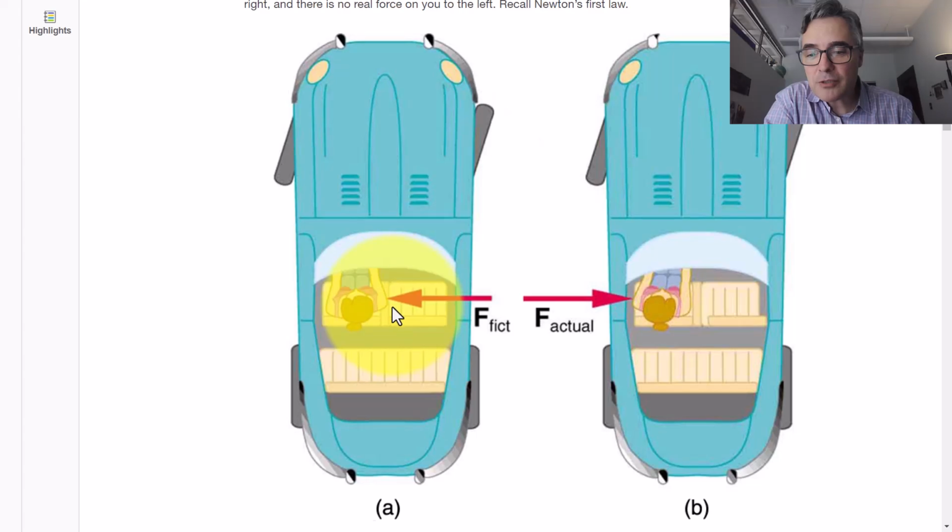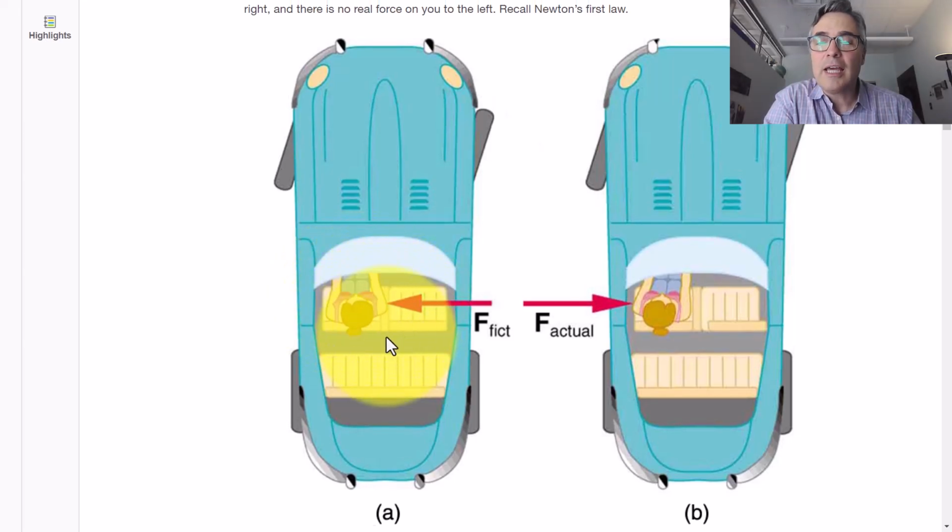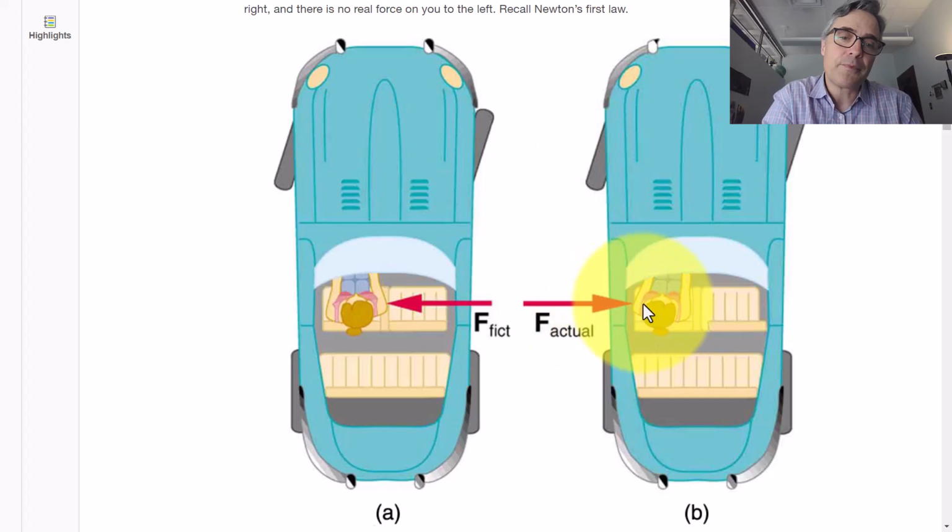However, this picture, view A here, is asking you to view life from the inside of this car and ignore the fact that this is an accelerating reference frame. So what you notice if you're sitting in that car is you would notice yourself being pulled towards the outside of the circular path. This is a fictitious force. It's called the centrifugal force, and it's exactly in the opposite direction of the centripetal force. So the centripetal force is F actual. That's the force needed to push you in the circular path.